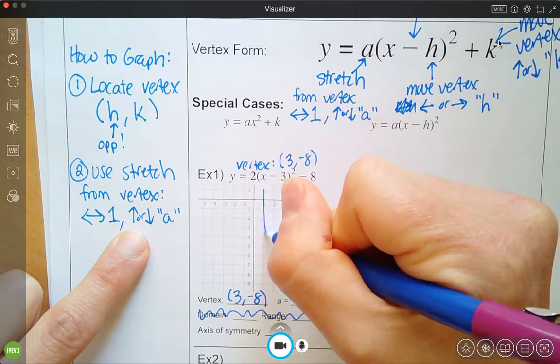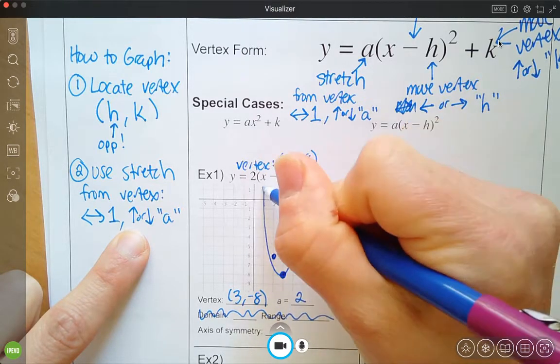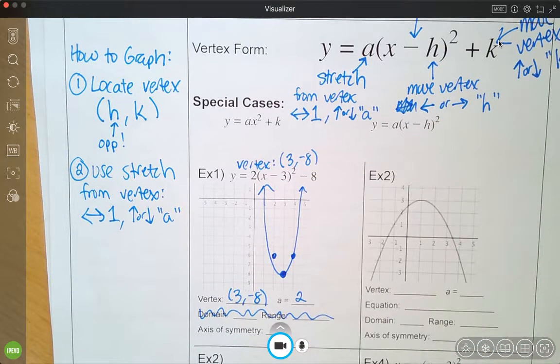And then you make a U. Whoops, I missed my point. But you get the idea.